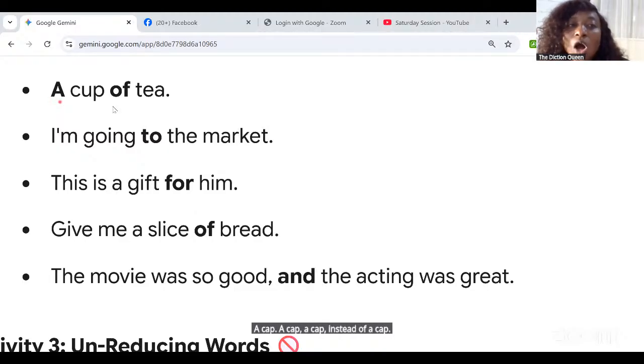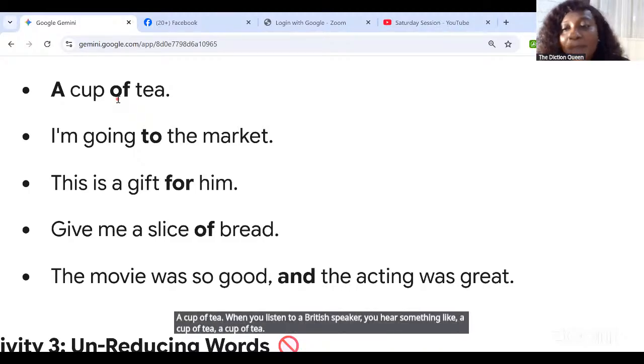Then we're reducing of. So the F sound there becomes a schwa, it becomes of. A cup of tea, a cup of tea. When you listen to a British speaker, you hear something like a cup of tea, a cuppa, cuppa.